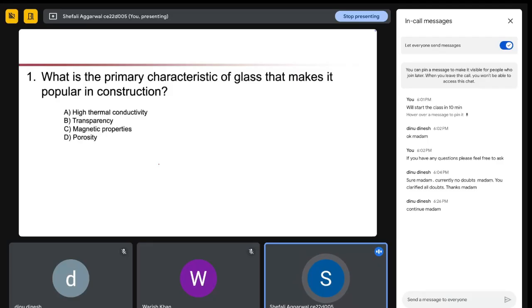Generally, why are we using glass in our construction? A, high thermal conductivity. Okay, that can be a correct answer, but generally not all glasses have high thermal conductivity. As we talked about different types of glasses, normal plain glass won't have high thermal conductivity. So mainly it's a primary characteristic, not a technical thing. Primarily we are using glass to provide good transparency.